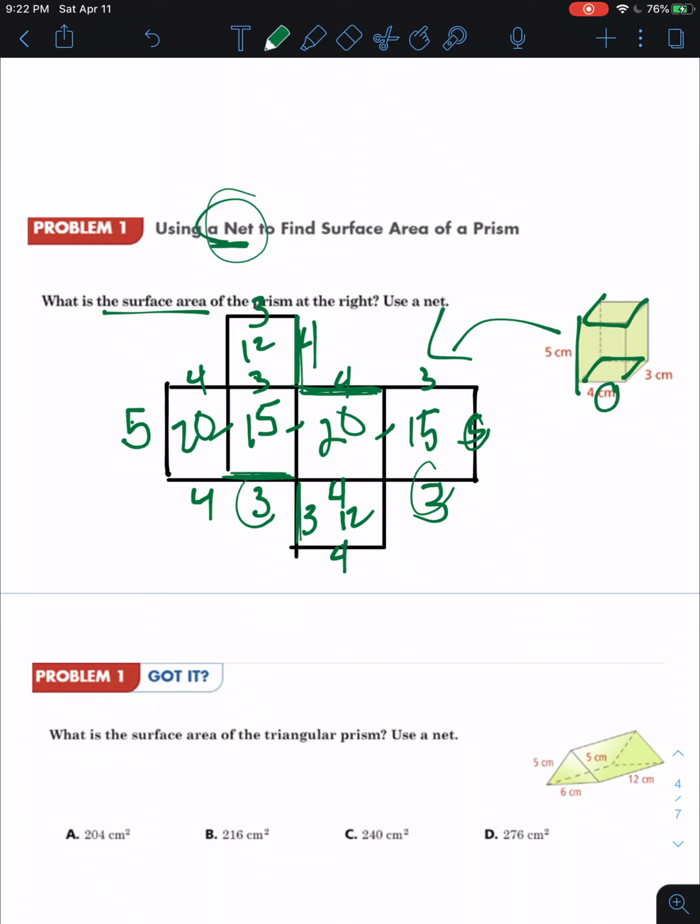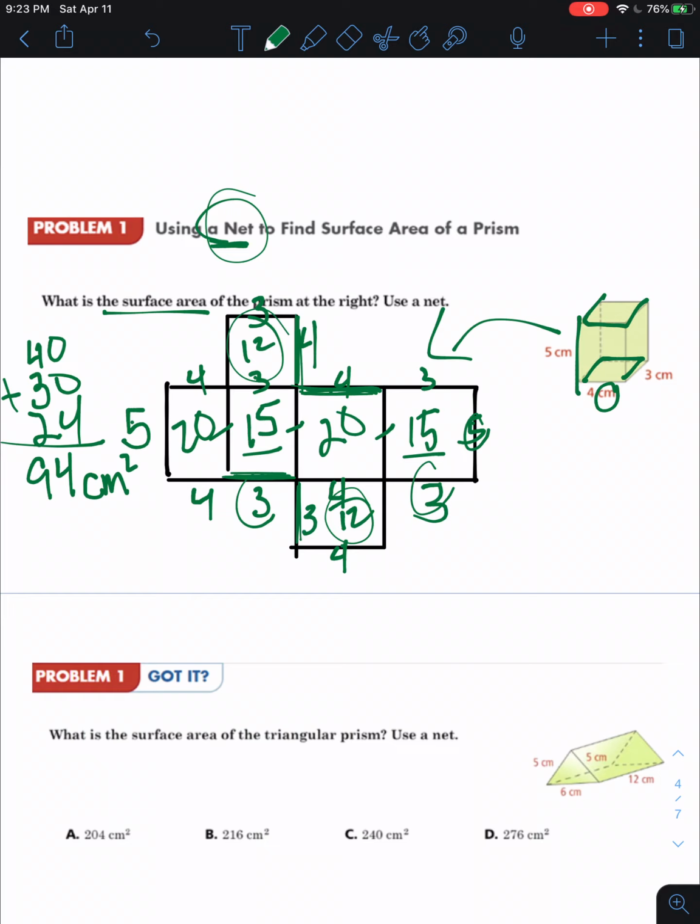Well, 20 and 20 is 40, so we'll take that, put it up here, 40. 15 and 15 is 30. Okay, and 12 and 12 is 24. And if we add those all up, 40 and 30 is 70, and 24 is 94. And that's 94 square centimeters.